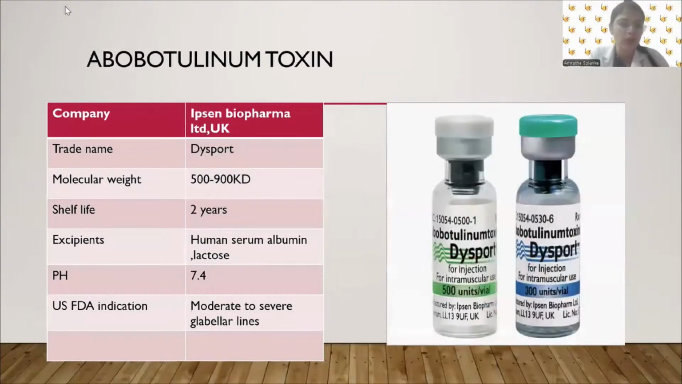Coming to abobotulinum toxin by company Ipsen Biopharma Limited UK. The trade name is Dysport. Molecular weight is 500 to 900 kDa. The shelf life is 2 years. Excipient human serum albumin and lactose. pH is 7.4. US FDA approved for moderate to severe glabellar lines. It is available as 300 and 500 units per vial.